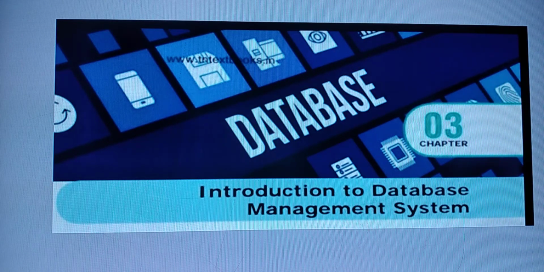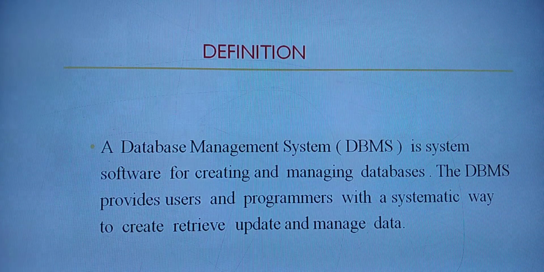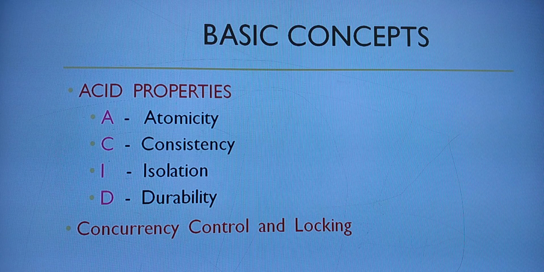Students, we are in chapter 3, that is Introduction to Database Management System. First we can have a glance over what we have discussed in the previous class. We have finished the definition of DBMS. Next we discussed the basic concepts. Totally two basic concepts are needed for a database: ACID properties, and the next one, concurrency control and locking.